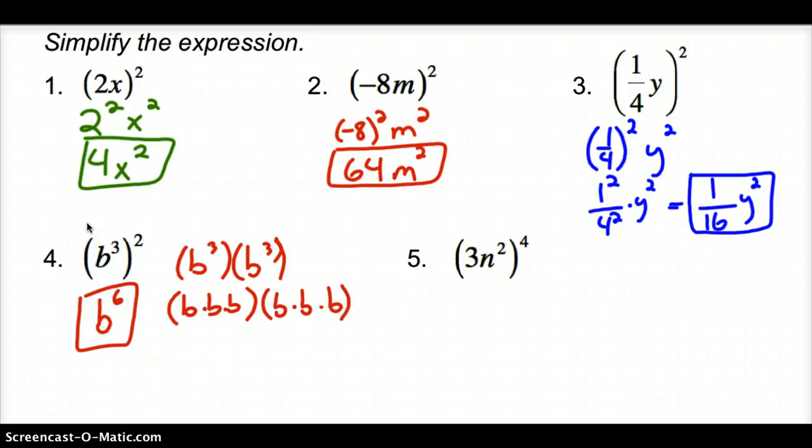And finally, the last one, looks like we have product to a power and power to a power. So all sorts of good stuff going on here. But this is now going to be 3 to the 4th times n to the 8th. And 3 to the 4th here, well, I know that 3 times 3 is 9. And then if we do that again, 9 times 9 is 81. So 3 to the 4th is going to be 81 n to the 8th.